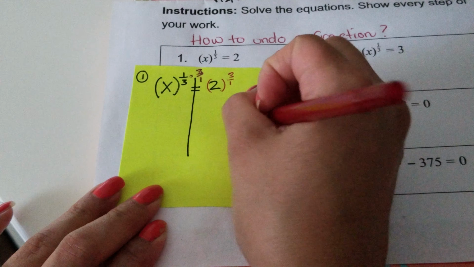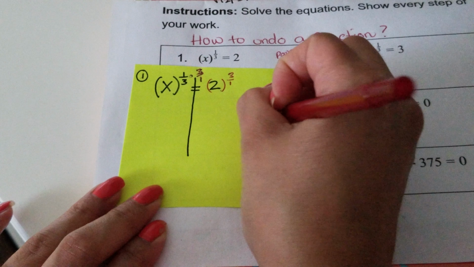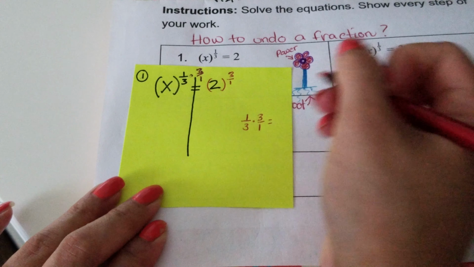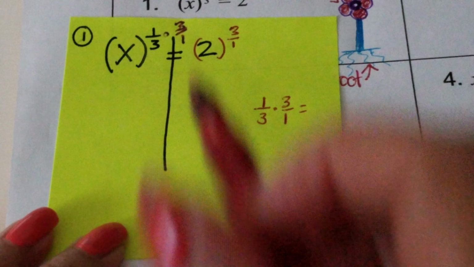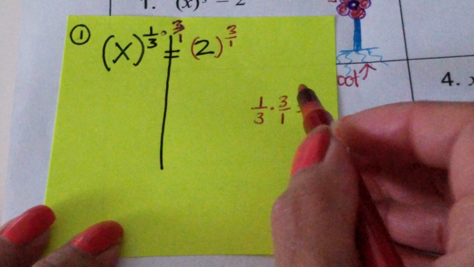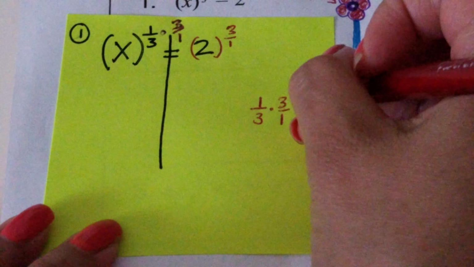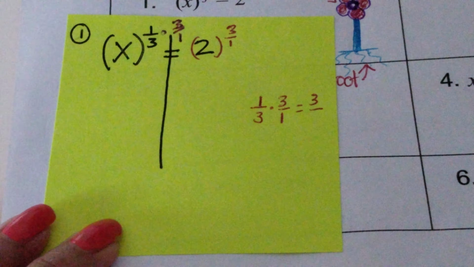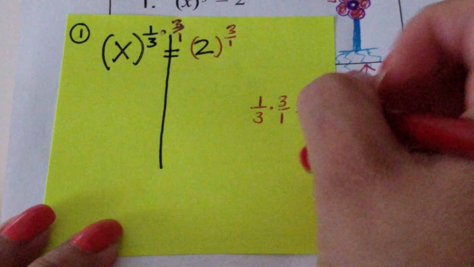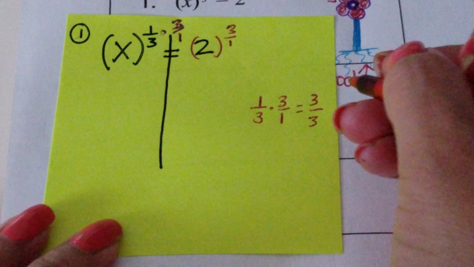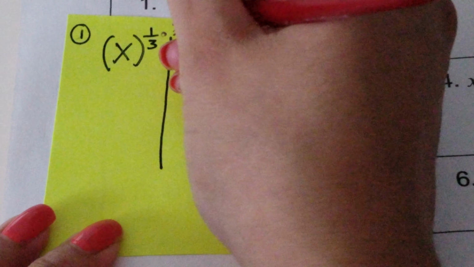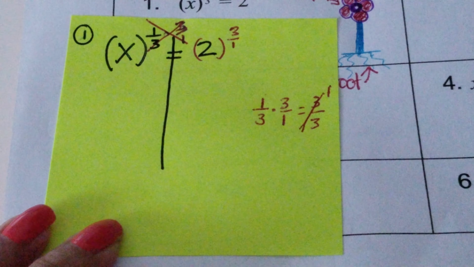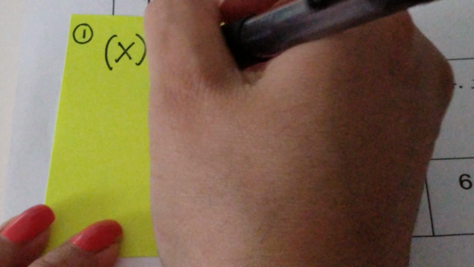So this is what's going to happen. I'm going to write it right here: 1/3 times 3/1. That is 1 times 3, that's how we multiply across, is 3. And 3 times 1 is also 3. So 3 divided by 3 cancels out, is 1. Okay, so that's what we want. This will cancel out, and now we get x by itself with no exponent.